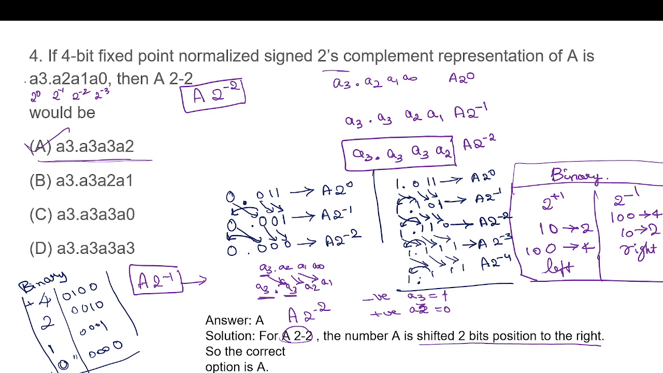This is, ma'am, the notation. So a3 extension is for both positive and negative. Minus a, it will give the question. Means what? Do solve. Madam, I think the question is: if a 4-bit fixed point normalization signed 2's complement representation of A is A3 dot A2 A1 A0, then minus A is? That is the thing she is asking, I think.